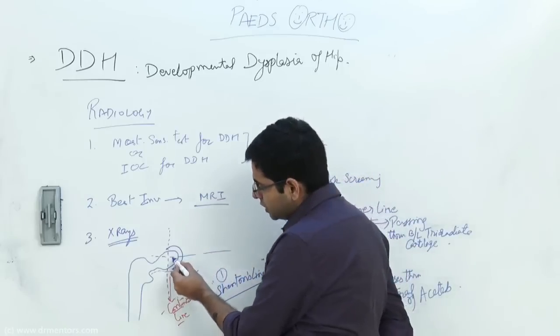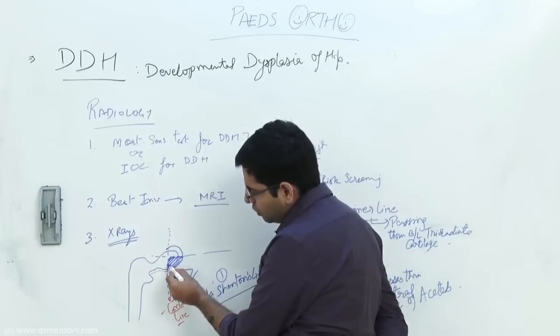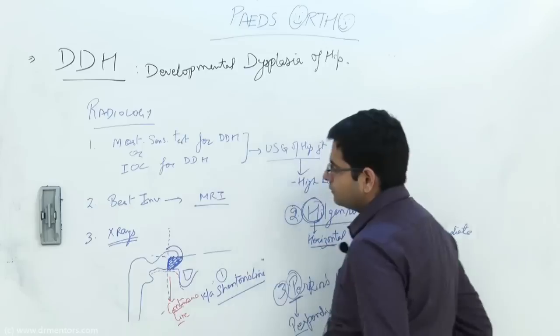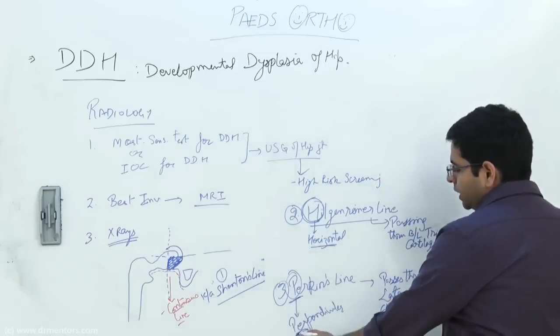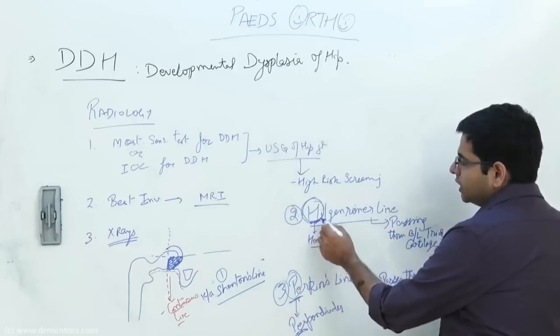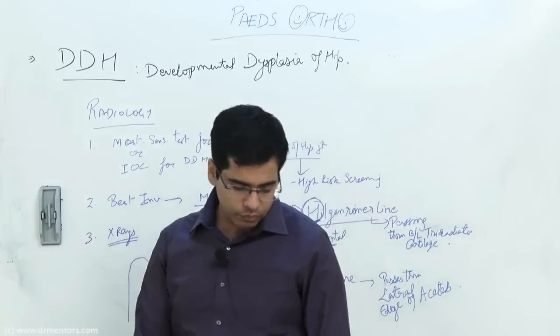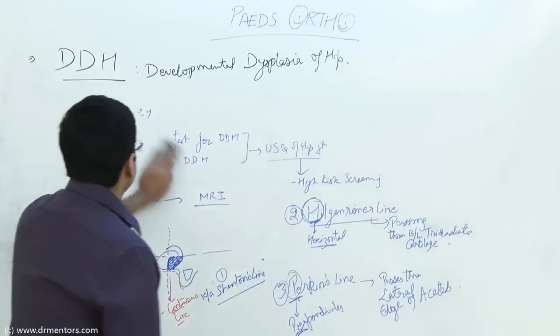If it is dislocated, the inner quadrant is empty. This inner quadrant is empty. Okay. So remember, the perpendicular line is Perkins line, the horizontal line is Hilgenreiner line, and the third line is Shenton line. These lines help you decide whether your hip is dislocated or relocated.